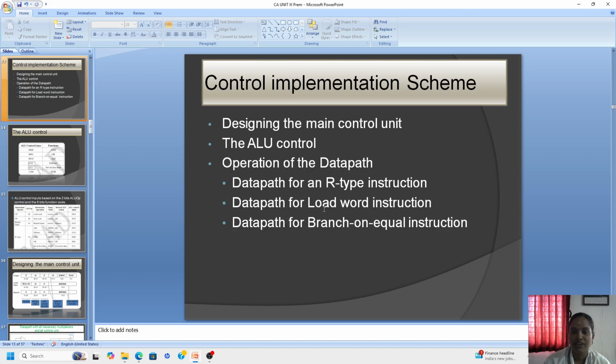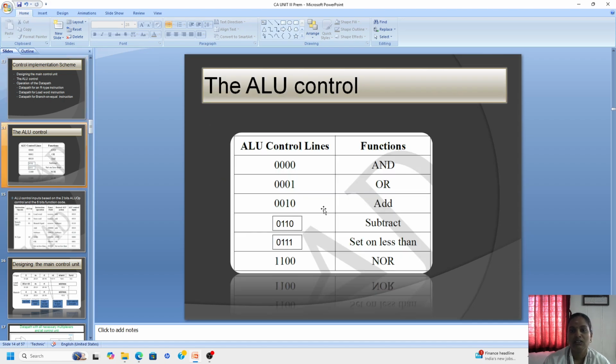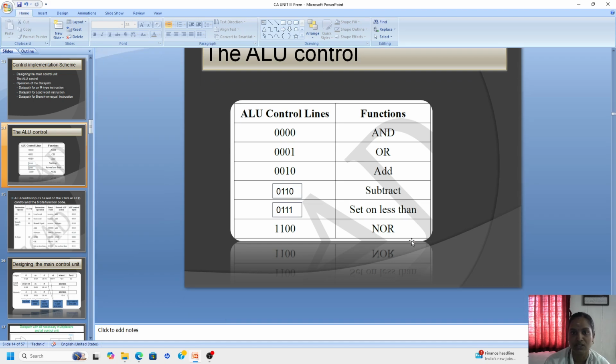Control implementation scheme. Designing the main control unit. The operations of the data path are R-type instruction, load word instruction, and branch on equal instruction. These are all the ALU control lines. So based on the line, the functions are performed. It will perform add, and, subtract, set on less than, or nor operations.